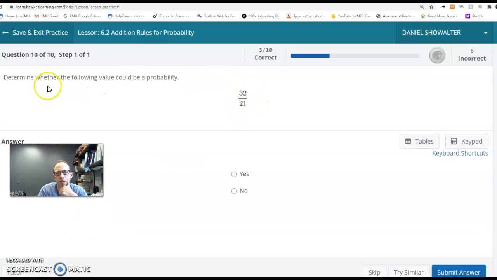And finally, if we're trying to determine if something could be a probability, so a probability needs to be between 0 and 1. 0 is impossible, never happens. 1 happens every single time, but you can't have beyond that. So here, because this top number is larger than the bottom number, this could not be a probability.